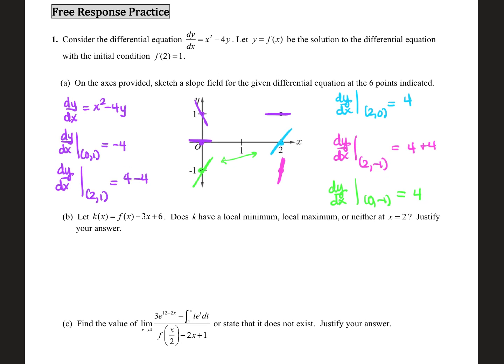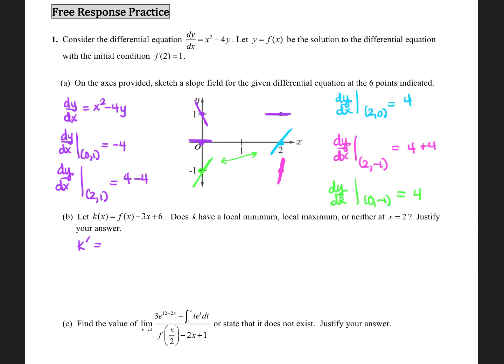Part B. Let k equal f of x minus 3x plus 6. Does k have a local minimum, local maximum, or neither at x equals 2? All right, so if we want to know if it has a local maximum or minimum, the first thing we have to do is take its derivative and find its critical point.